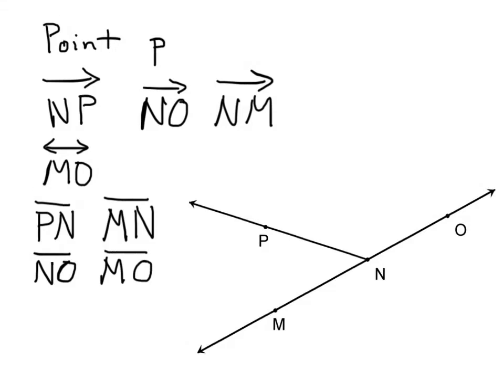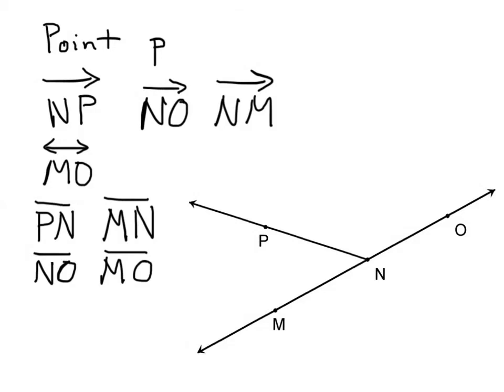Remember that when we're labeling line segments, all we're talking about is a part of a line, and if I wanted the part of the line that went from M to O, then I could label that as MO. And of course, you could also label all of these in the reverse order, so you could have said NP or NM instead of PN or MN.